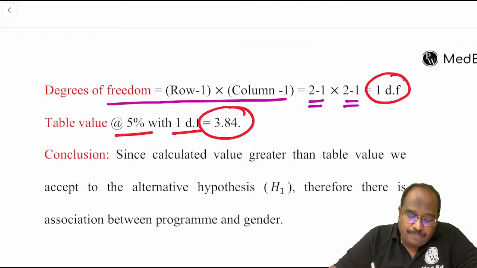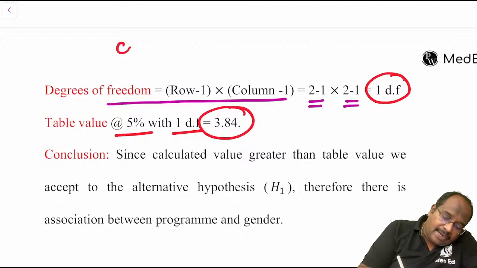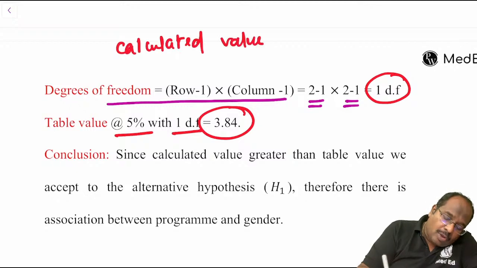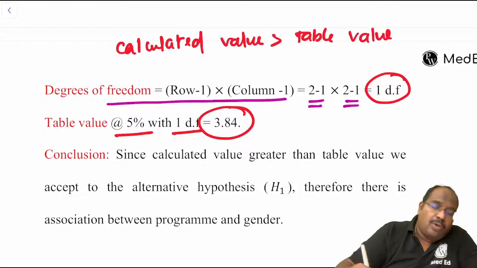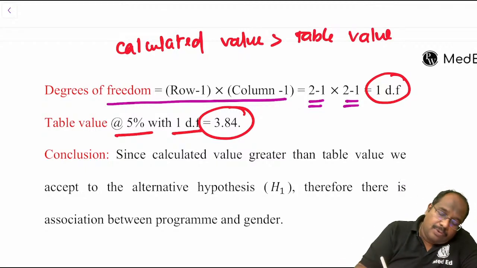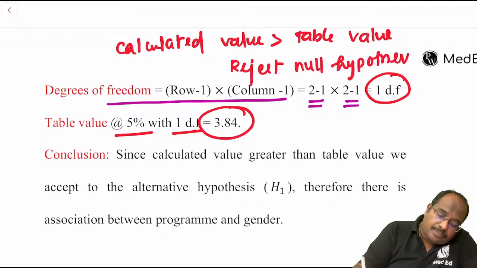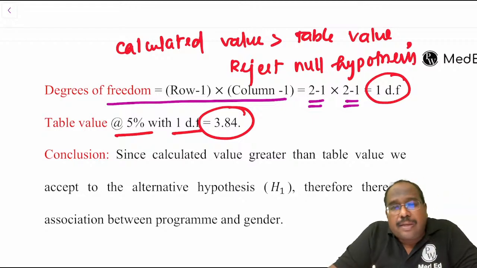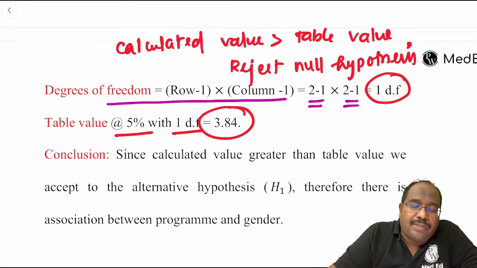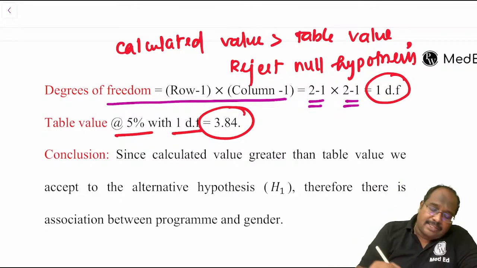Okay. Now, if the calculated value is greater than the table value, I am going to reject the null hypothesis and I am going to accept the alternate hypothesis. These are the steps, guys.